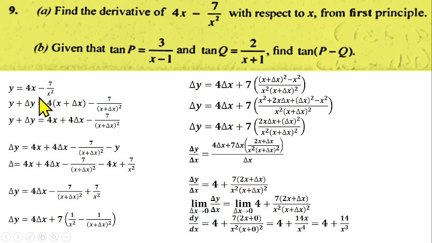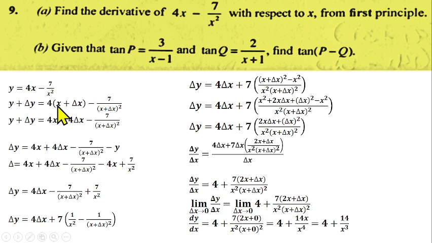Then if you do that, you are given y is equal to 4x minus 7 over x squared, to differentiate y with respect to x from first principle. How do we go about that? We need to take the change of both sides, find the change of x, then find the change of y. So if I take the change of y, I have y plus change in y equals to 4 into x plus change in x minus 7 over x plus change in x all squared.